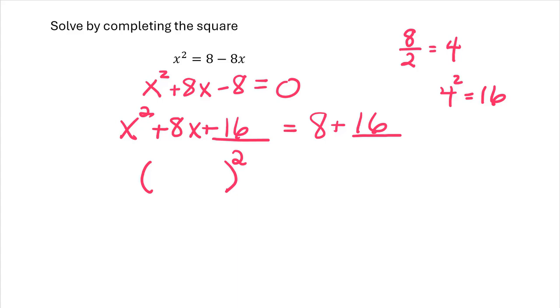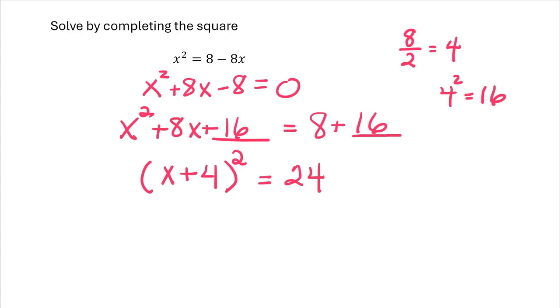What we will get inside this parentheses is x plus half the x coefficient, which is 8 over 2. So we're taking half the x coefficient. That's what goes here. And that is 4. So I'll just write 4. So that's the left side of the equation. That is how we can write that left side. And then on the right, 8 plus 16 is 24. All right, so now we're in a position where we can solve for x.